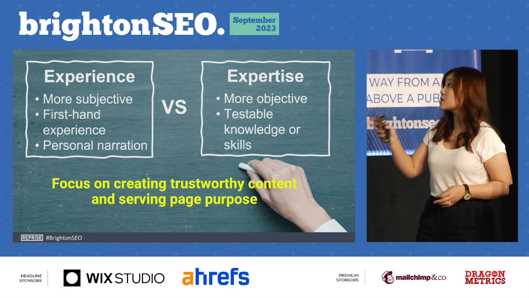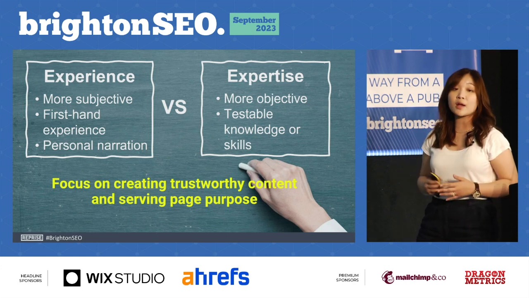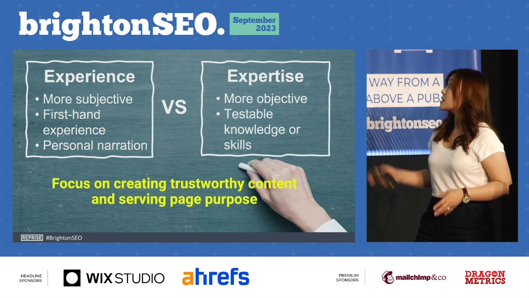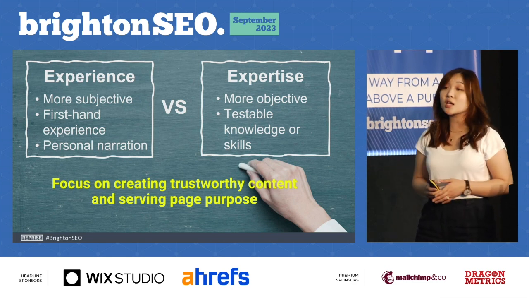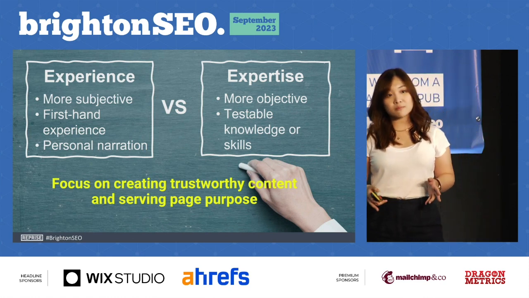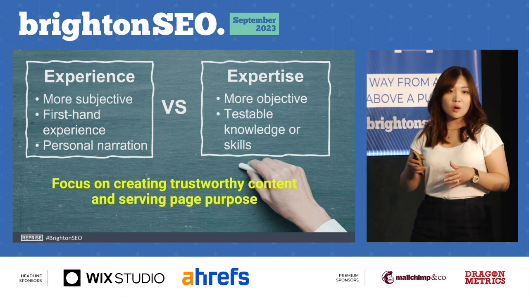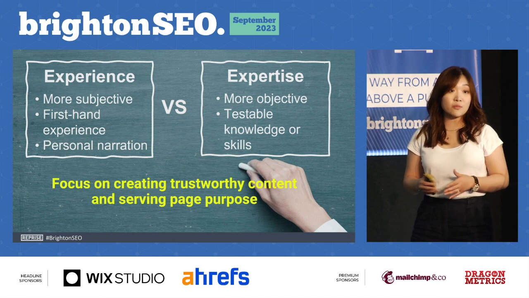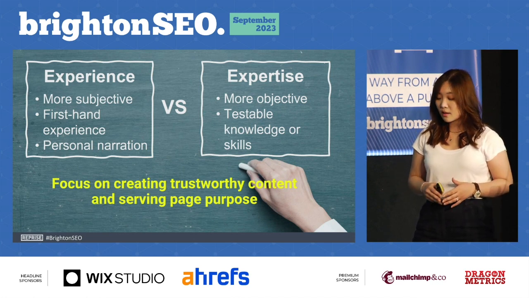Experience is generally more subjective. It's written more as personal narration based on someone's first-hand experience. And expertise is usually more objective because it's based on someone's testable knowledge or their skills. An example here would be that a medical expert does not necessarily have the experience of using a treatment or a medicine. And a patient using the same kind of medicine for a decade does not necessarily make them the medical expert.